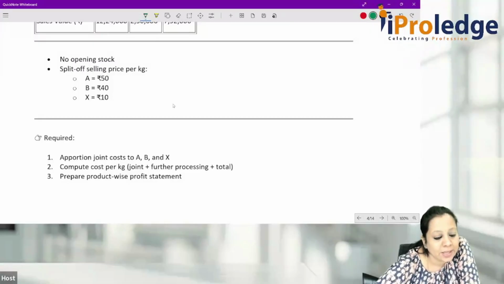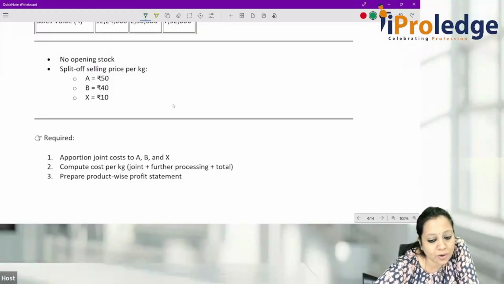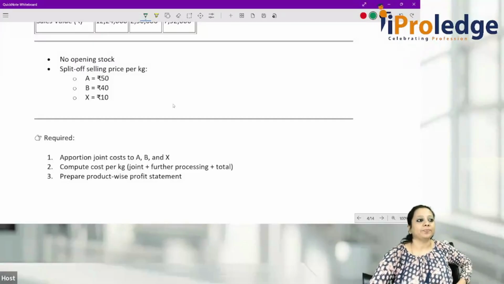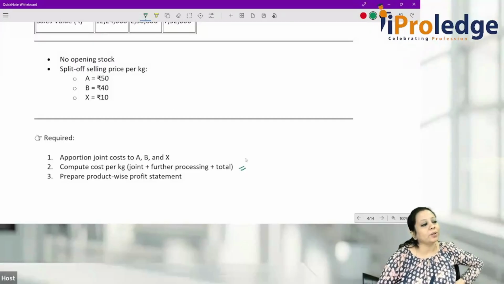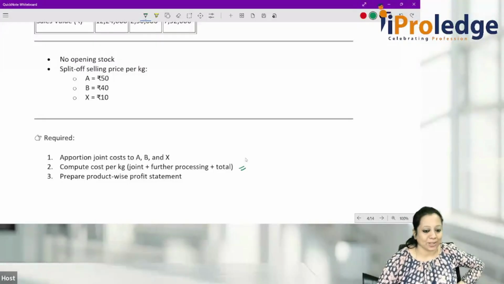Apportion the joint cost. Again, they have not given the basis. We'll use a logical basis. Compute the cost per kg, joint cost plus further processing. The total cost is what they want. Sometimes they may give it in brackets, even if they don't give it, we know the total cost is equal to what? Joint cost plus further processing cost. That's all now.